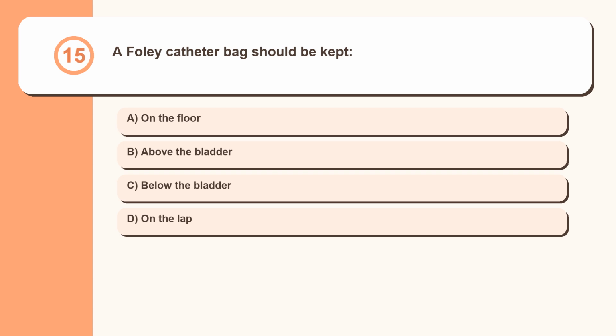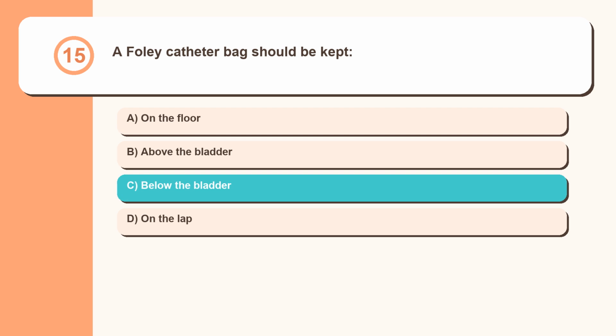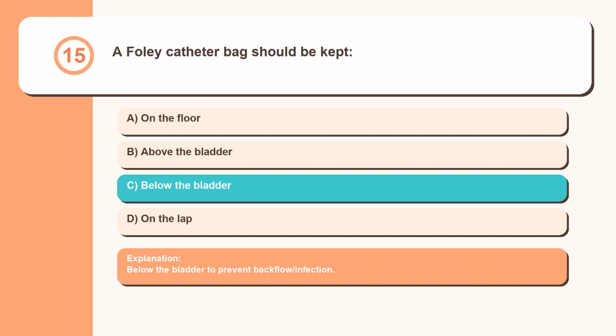Question 15. A Foley catheter bag should be kept on the: floor, above the bladder, below the bladder, on the lap. Below the bladder, to prevent backflow and infection.